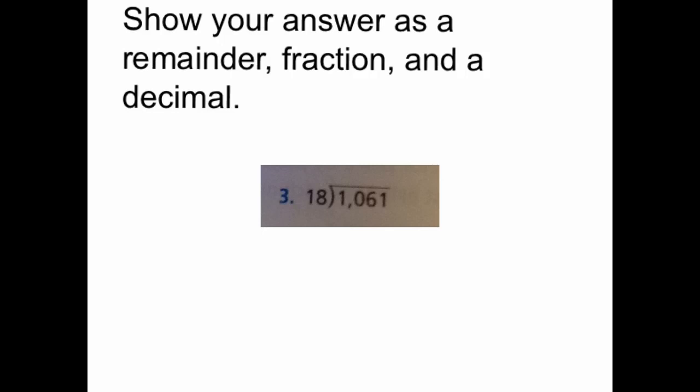Okay, on this problem, I want you to show your answer as a remainder, as a fraction, and as a decimal, so you know how to do all three. Alright, so my first step is I'm going to use my rounding technique a little bit, and I'm saying basically we have 20 into 1,000. Okay, so when I look at my first three numbers there, I know 20 goes in there 5 times to 100. So I'm going to try 18 times 5. Now it may be 6, but let's see what we get.